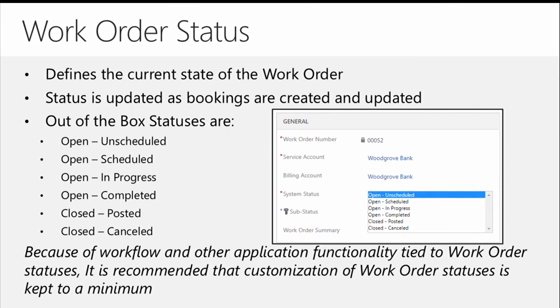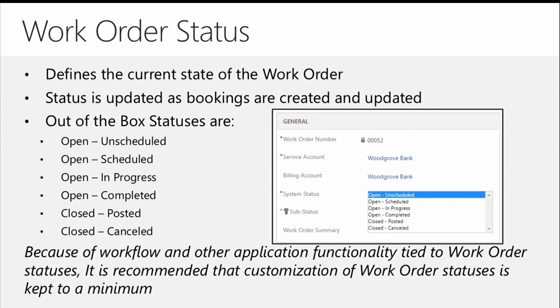Work order status is not a system status field like you would normally see around cases and opportunities. It's actually a lookup field that looks up specific lookup records that have been pre-created as part of the solution. And so out of the box, you're going to have some system statuses like open unscheduled, open scheduled, in progress, completed, closed posted, closed canceled.